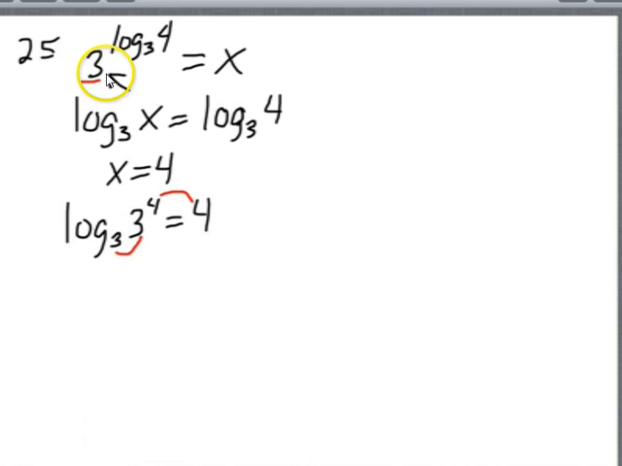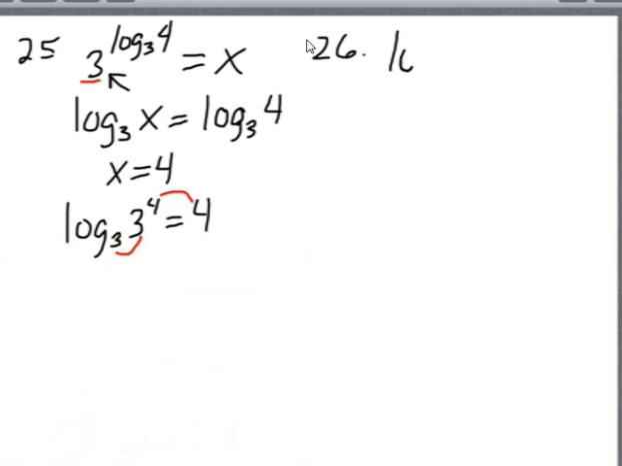So if I raise 3 to the exponent that I have to raise 3 to in order to get 4, what am I going to get? 4. If I raise 3 to the exponent that I have to put on 3 in order to get 4, I will get 4. A little bit confusing, but hopefully you'll get the hang of this. Okay, let's look at number 26.